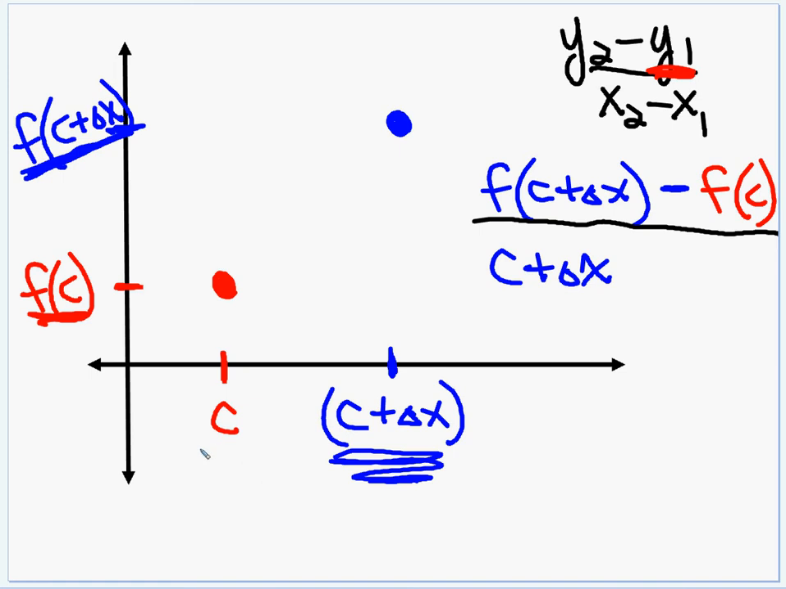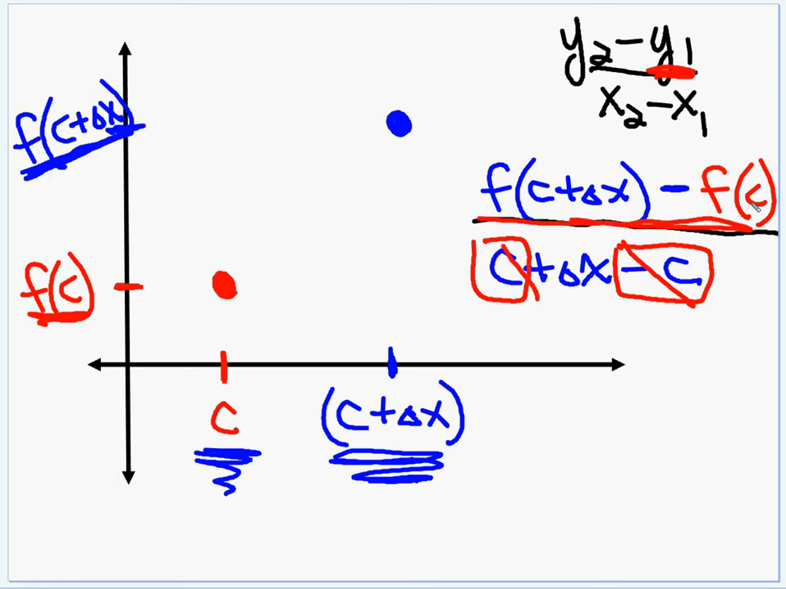And then we're going to subtract x sub 1. That is just C. So right here in this denominator, we have a positive C and a negative C. They're always going to cancel out. So we're left with f of C plus delta x minus f of C over delta x. And remember, that delta x is just our movement along the x-axis.